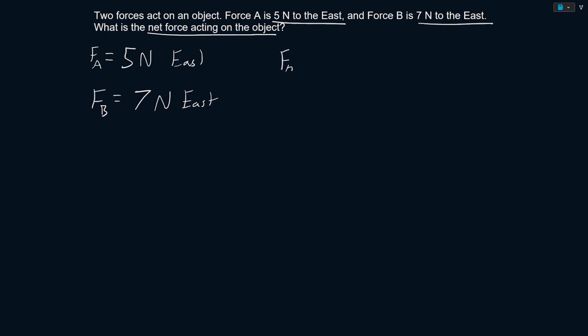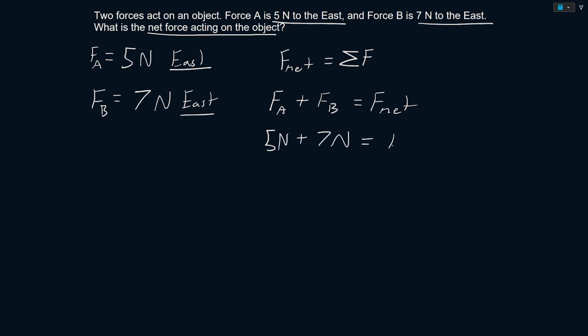The net force is equal to the sum of all forces acting on the object. Since both our objects are going in the same direction, east, the net force will be equal to force A plus force B. Plugging in our variables, we get 5 newtons plus 7 newtons is equal to 12 newtons in the east direction. And this is our final answer for the net force.